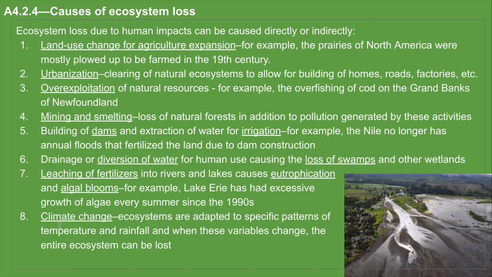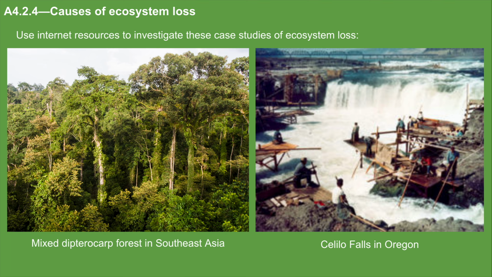Ecosystems are adapted to specific patterns of temperature and rainfall, and when these variables change, the entire ecosystem can be lost. Now I have two examples of ecosystem loss that you should look up. Mixed dipterocarp forest in Southeast Asia, and then here's an example of Celilo Falls in Oregon, where we not only experienced ecosystem loss, but there is also a really interesting human cultural loss. Mixed dipterocarp forest in Southeast Asia and Celilo Falls in Oregon.